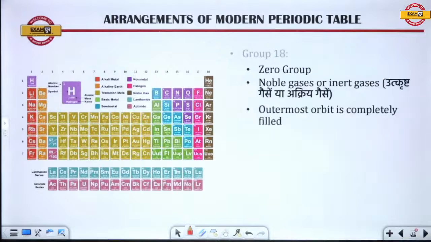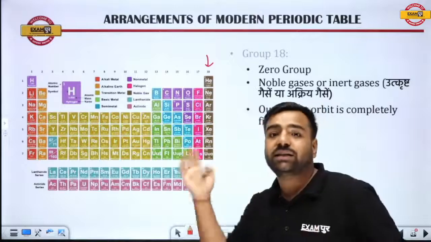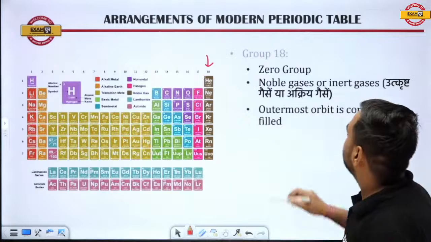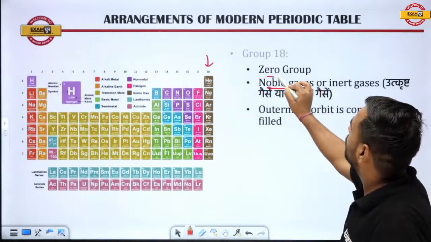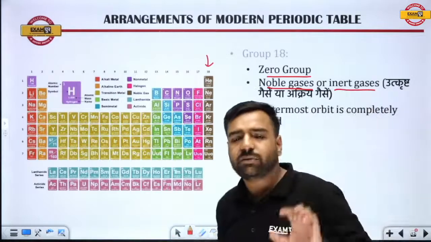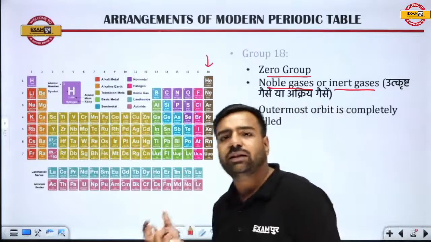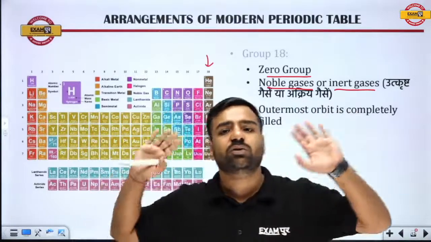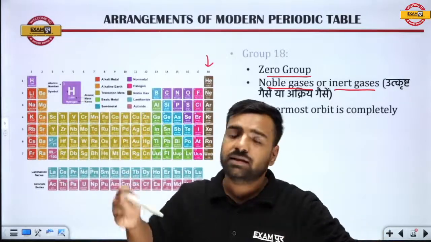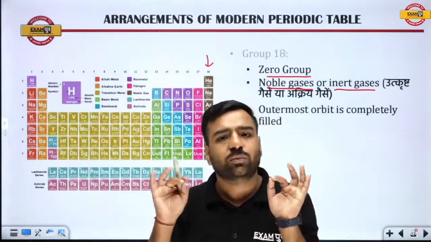Fine. Next, let's talk about the 18th group. I was telling something about it in the start itself. They are noble gases, and this 18th group is also known as the zero group. Noble gases, inert gases, one and the same thing. Very important: they neither share their electrons nor want electrons, because their outermost shell is complete. If I talk about helium, it has a duet, and for the others, the outermost shell has an octet. In short, their outermost shell is complete.